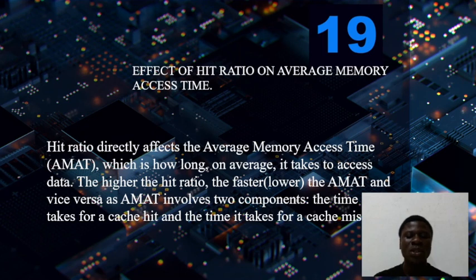The higher the hit ratio, the faster or lower the amount, and vice versa. So when the hit ratio is high, it makes the access time very low or faster, as in the quickest possible time. And the amount, which is the average memory access time, involves two components, and I've already made mention of that, which is the time it takes for a cache hit and the time it takes for a cache miss. Let's continue.